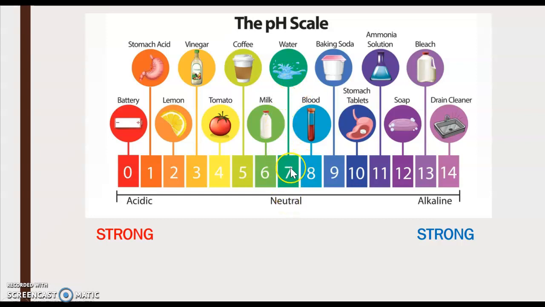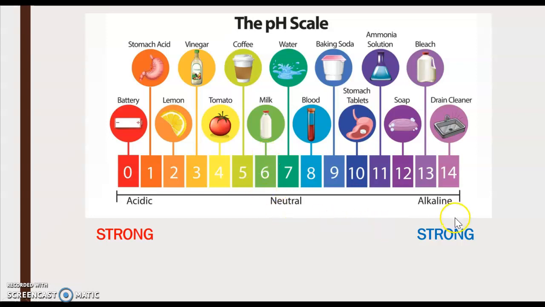7 is not considered an acid or a base. So 4, 5, and 6 would be considered a weak acid because it's getting closer to that 7, that water mark. So milk's not really a strong acid. If you spill it in your eye, it's not going to burn, but I don't know why you would do that.